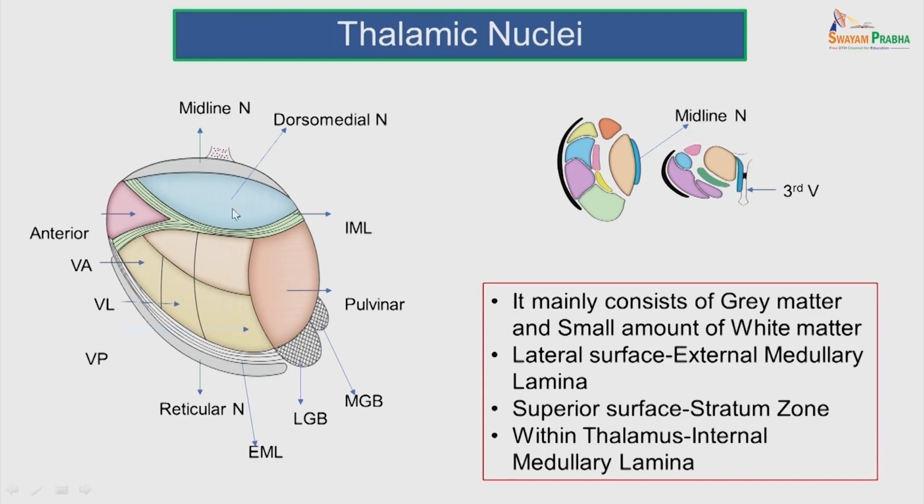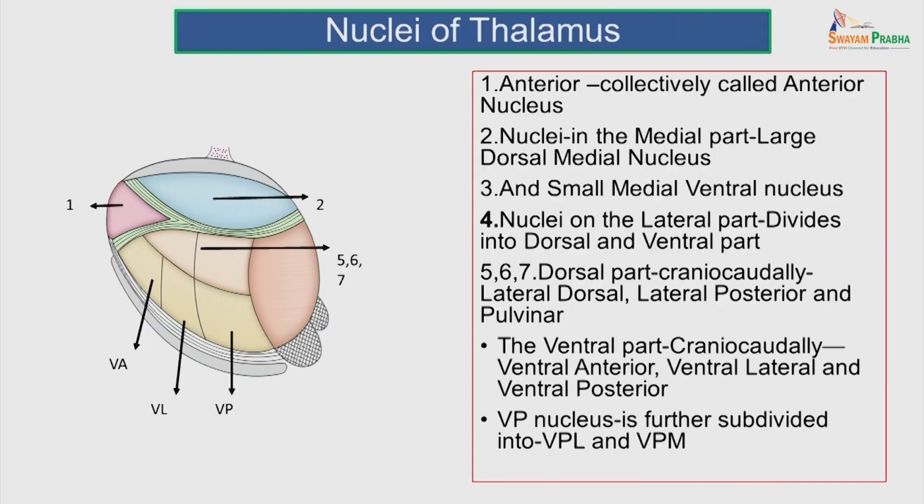Now let us deal with the various nuclear complexes present within the thalamus. This is the intramedullary lamina. Between the two limbs of the intramedullary lamina, we have the anterior nucleus, and it is broadly divided into dorsal and ventral nuclear complexes.